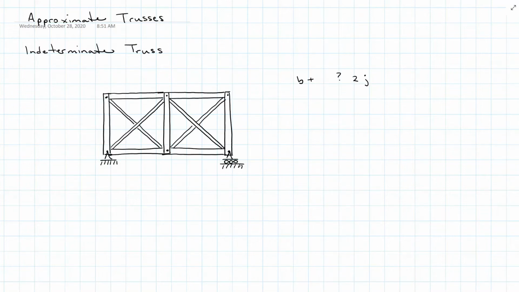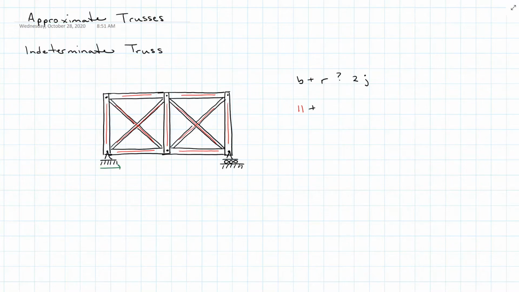I said R and then I wrote a 2. So B is the number of bars. So I have 1, 2, 3, 4, 5, 6, 7, 8, 9, 10, 11. Please note that in the middle of my X's here, I do not have dots, which means there are not joints there.